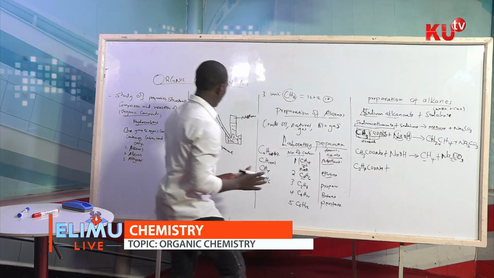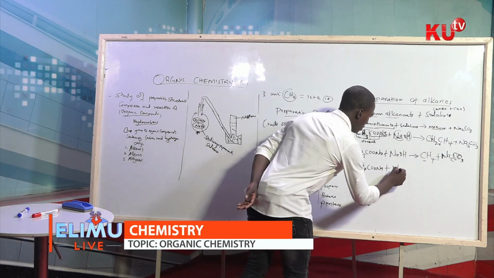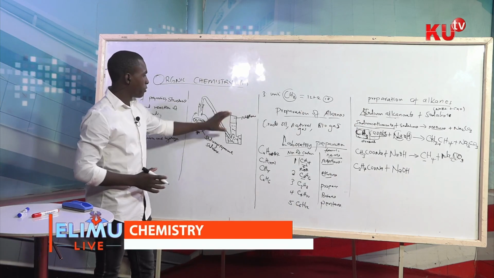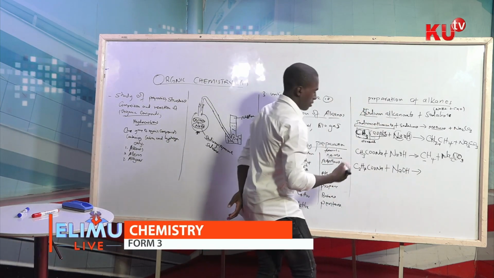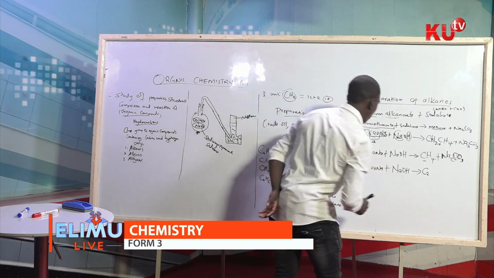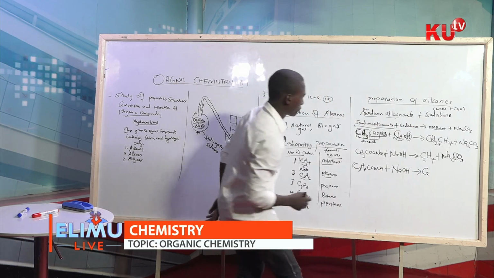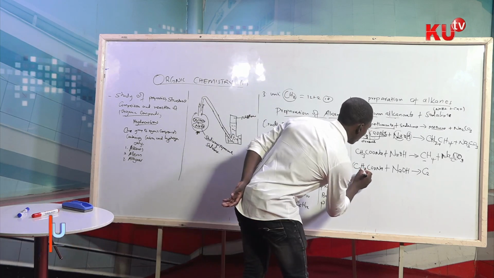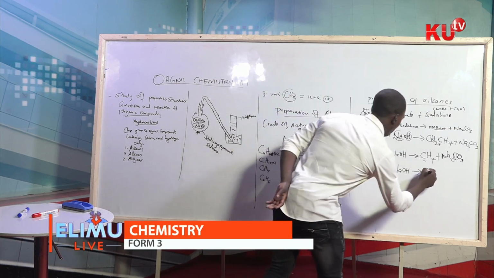So we have sodium propanoate here, reacting with soda lime here, which is sodium hydroxide. We want to see which gas we shall obtain in our collection there. So, like I said, we have 2 carbon atoms here. Good. And then we have 7 hydrogen atoms here.